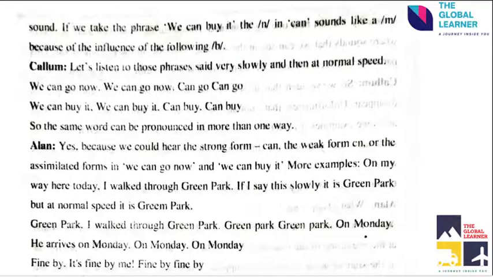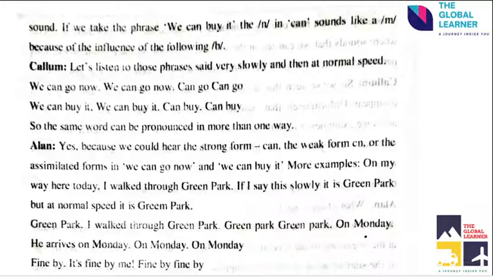For example, we can go, where the n sound at the end of the word can is starting to resemble the g sound at the beginning of go. So actually it sounds like the sound we have at the end of words like going and doing, the sound represented by ng. It's we can go.